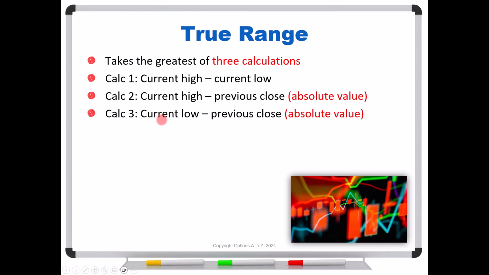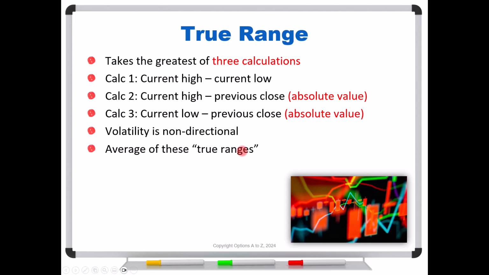All right, calculation number 3, we're going to take the current low and also subtract off the previous close, once again taking the absolute value. So remember, whenever we talk about volatility in the market, volatility is non-directional. It's just saying more about the range of how far the stock could move as opposed to its moving up or down. And that's really what the average true range is doing. It's trying to measure volatility.